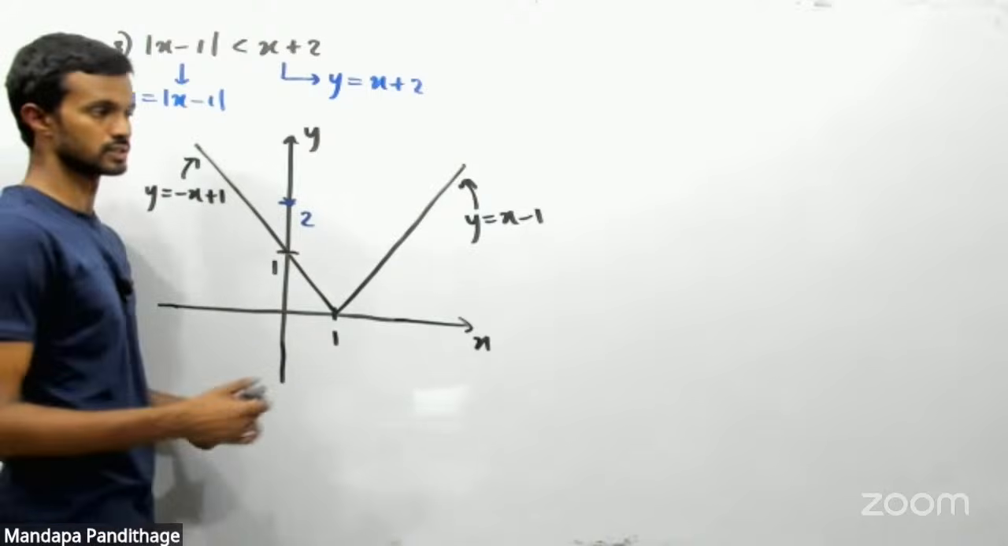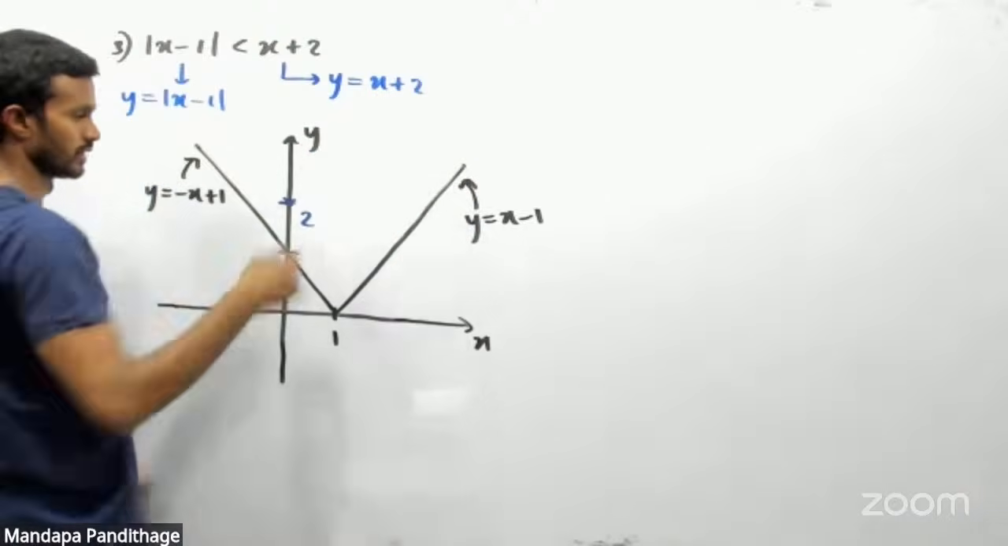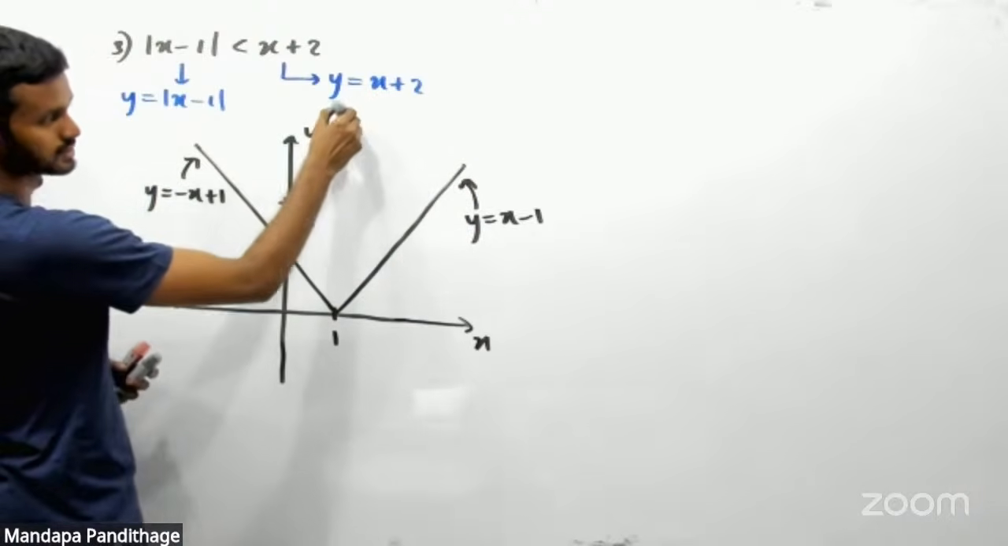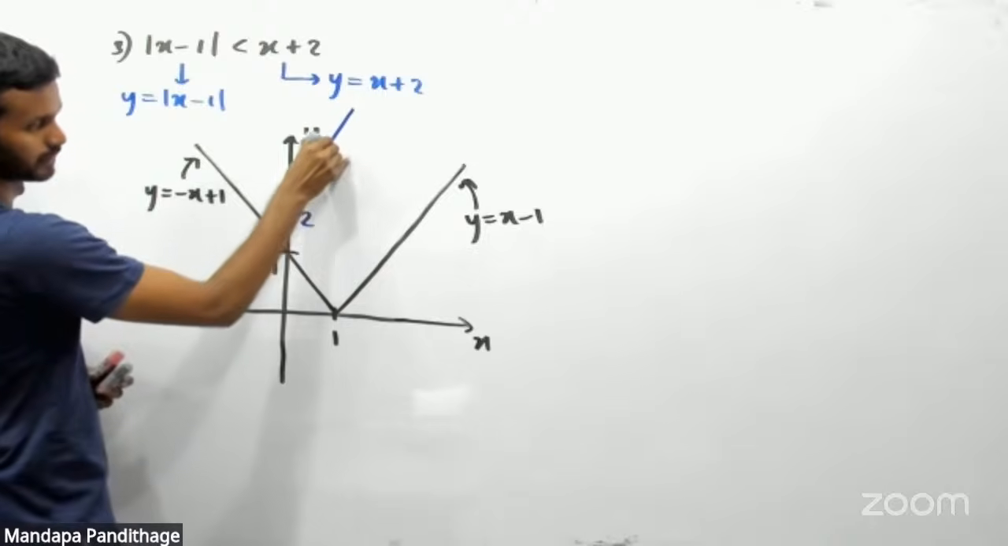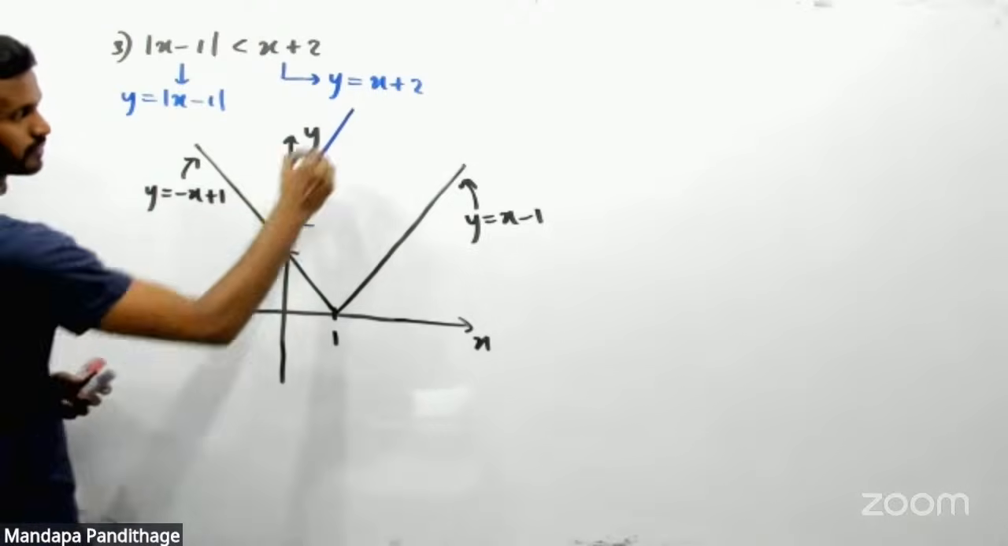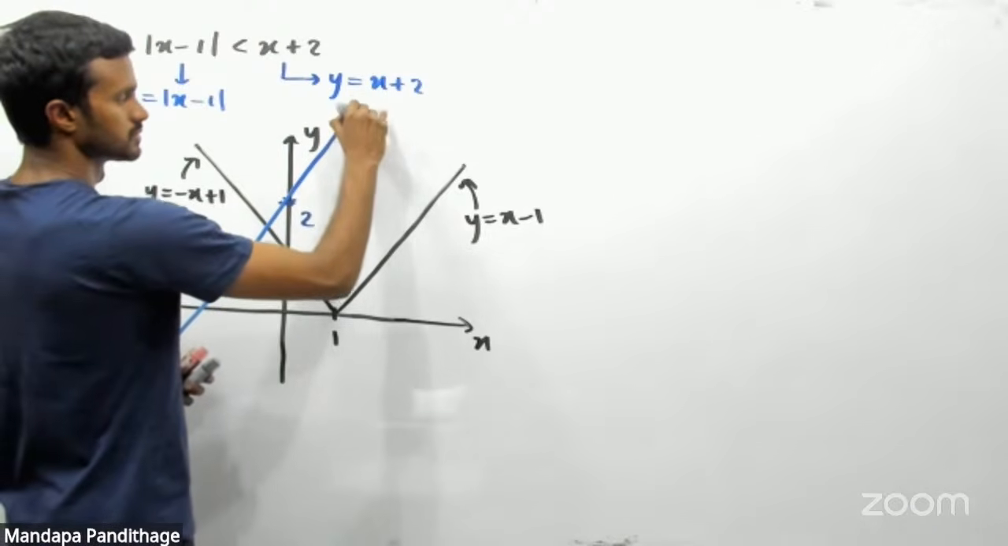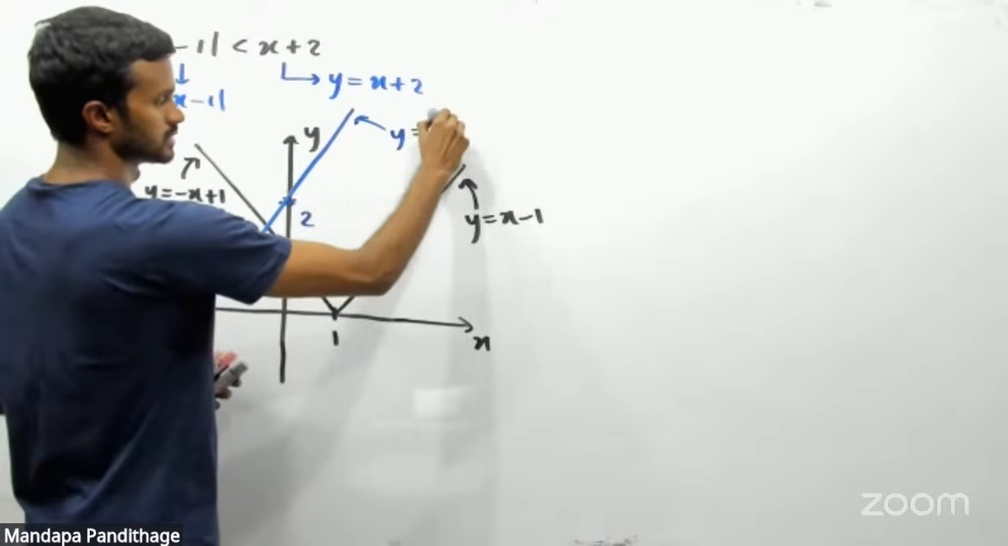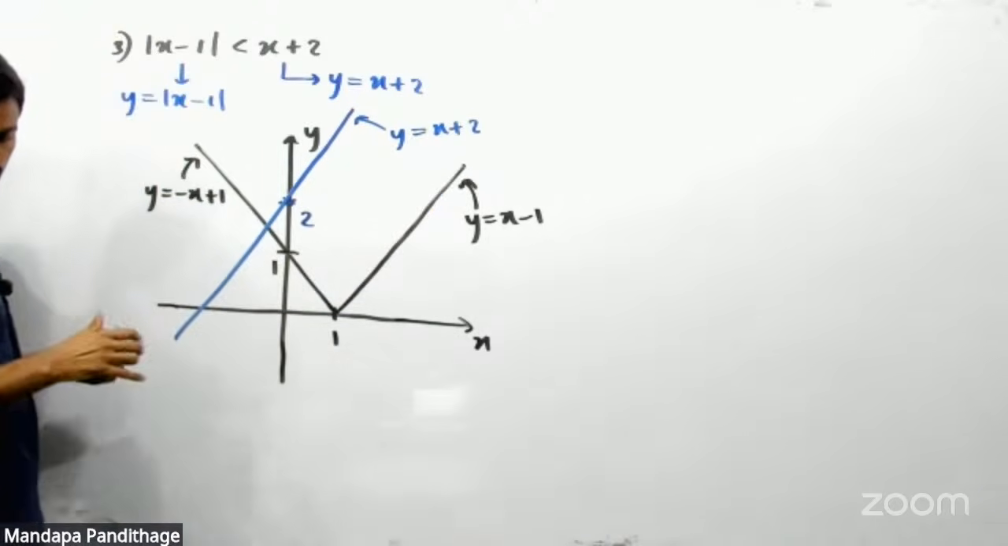They are parallel because the two gradients are equal. So when the gradients are equal, I told you the lines are parallel. It goes in this way. So then this is y equals x plus 2. Find the point of intersection.